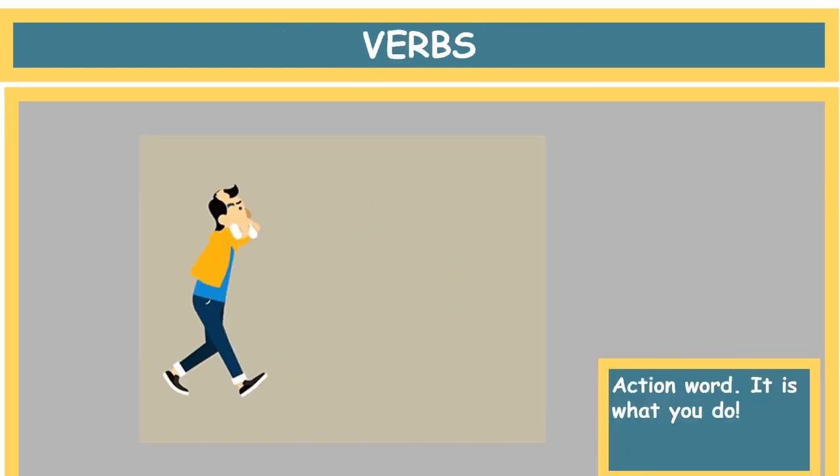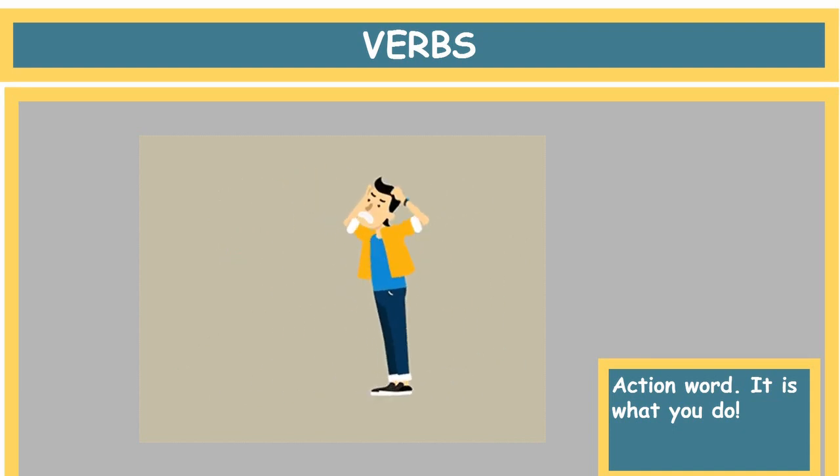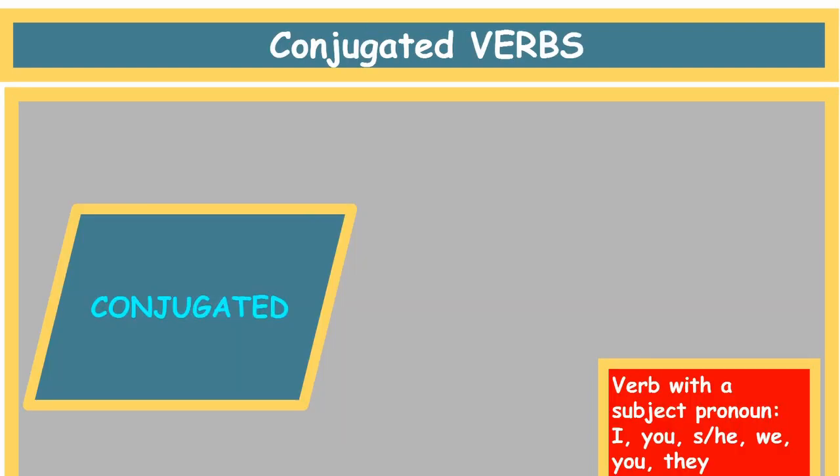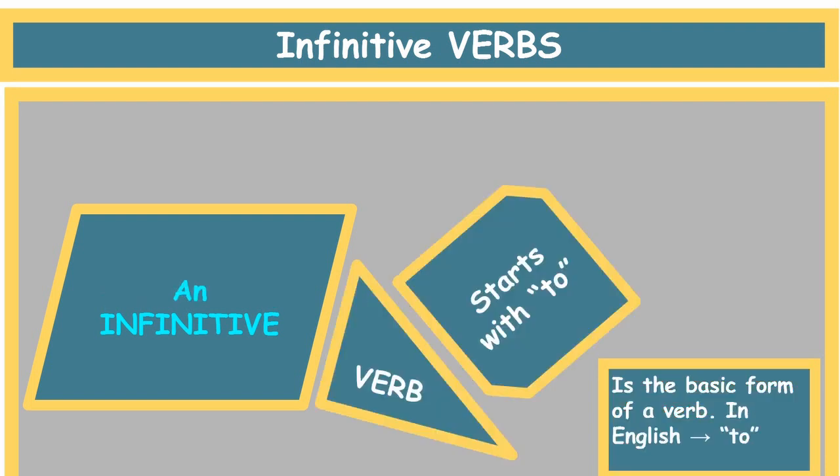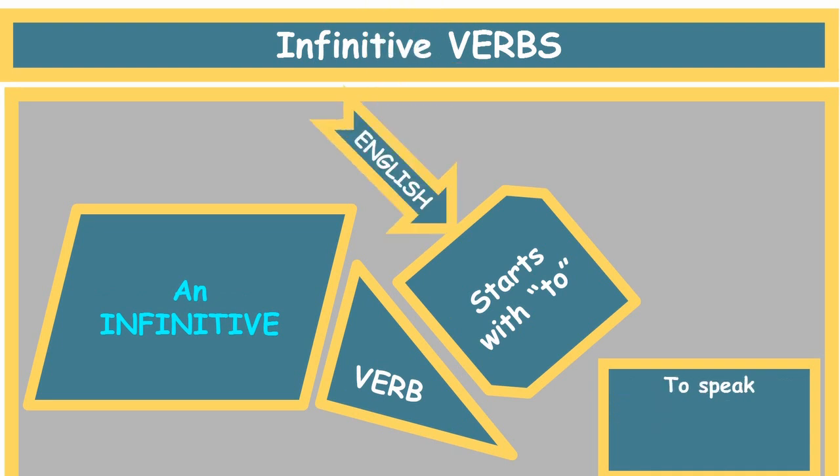First of all, a verb is an action word. It is what you do. There are conjugated verbs, which are verbs with I, you, he, she, we, you, they in front of the verb. And there are infinitive verbs, which are the basic form of the verb. In English, those verbs start with to, like to speak, to read, and to write.